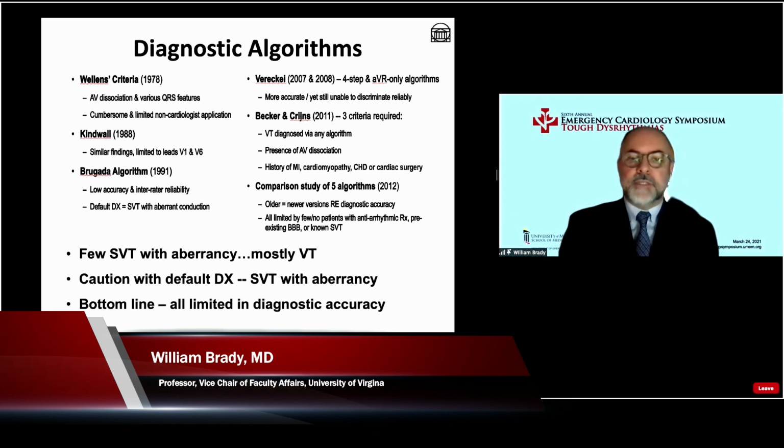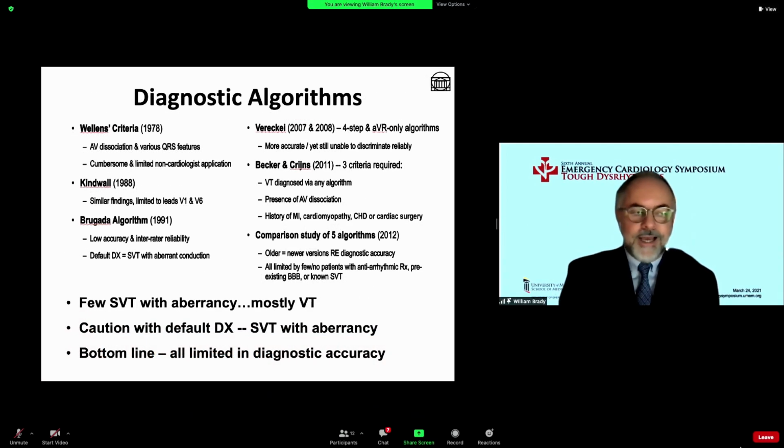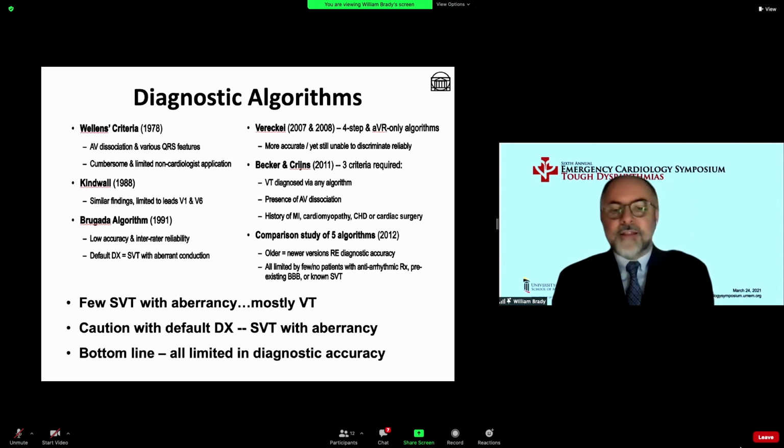Several of them also have a default diagnosis of SVT with aberrancy, for example, the Brugada algorithm. And as emergency physicians, we are very cautious and always assume the worst. Let's not assume that the less serious entity is causing the rhythm when in fact it is VT.